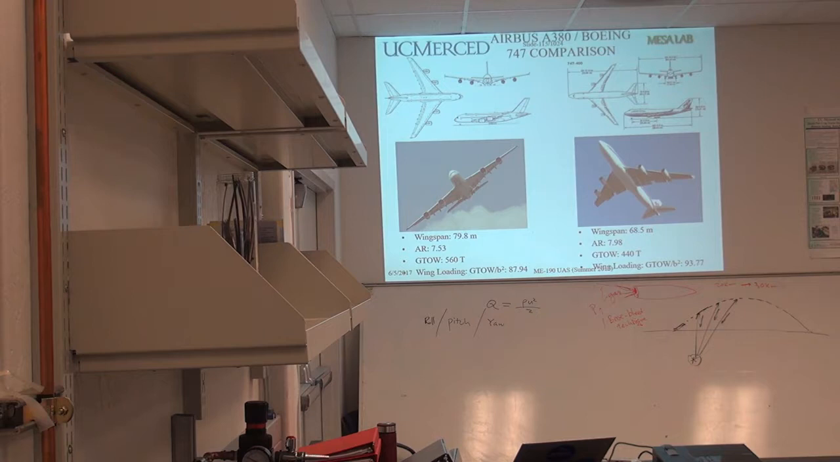There are many other comparisons, such as Airbus versus 747. The wingspan differs, but the aspect ratio is more or less the same. The gross takeoff weight, which one is bigger? Airbus is bigger. This is Airbus, 560 pounds. And you can see the wing loading is actually even smaller than the Boeing. That's very interesting. Why? It's exactly because of the aspect ratio.